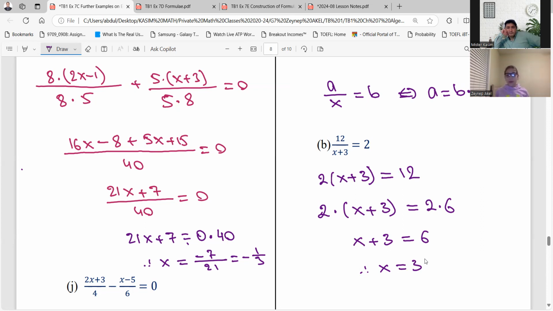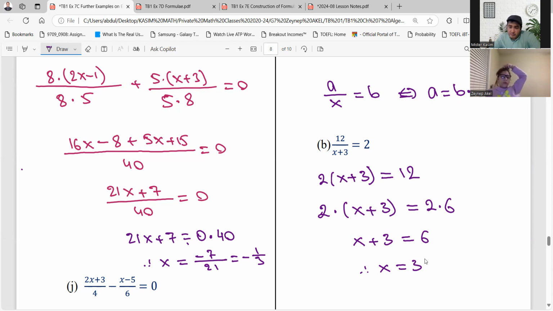Yeah, but I did something different. I did 2x plus 6 equals 12, and then I did 2x equals 12 minus 6, and then 12 minus 6 is 6. So 2x equals 6, so x equals 6 over 2. Zainab, you are right, but I'm just showing you another method.